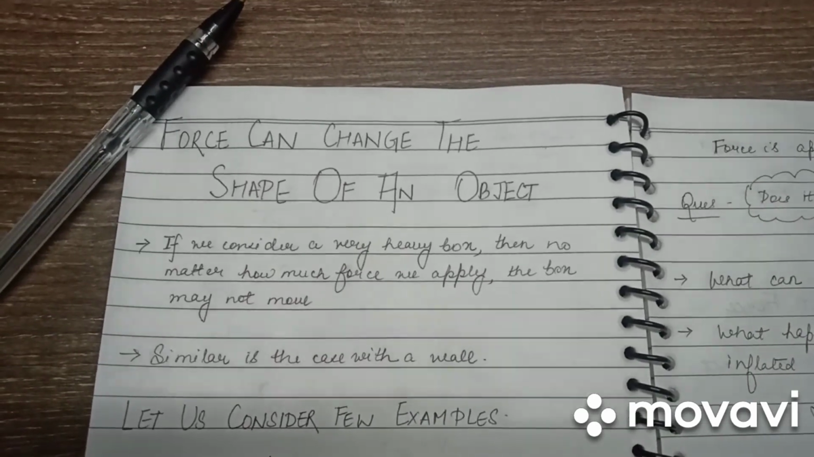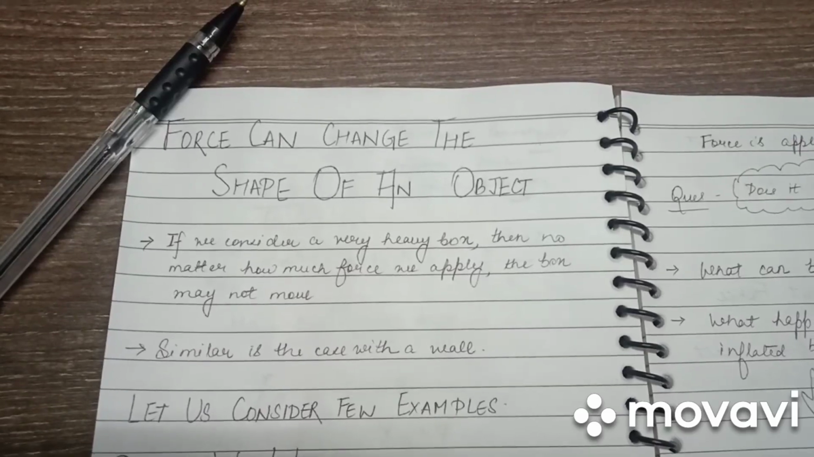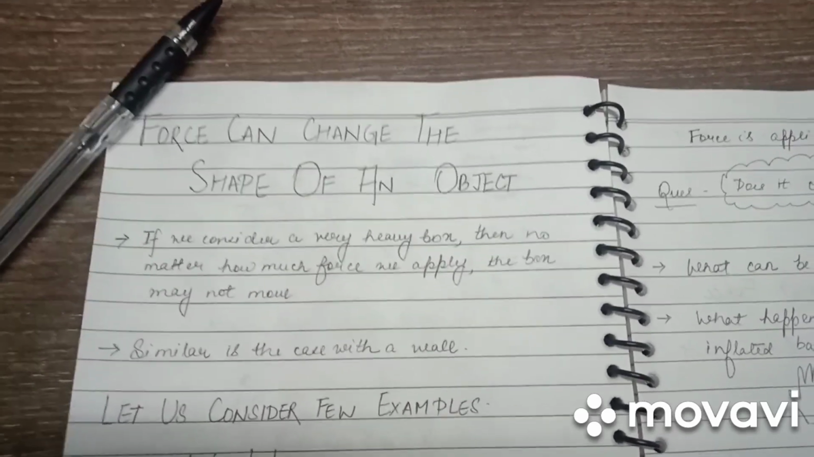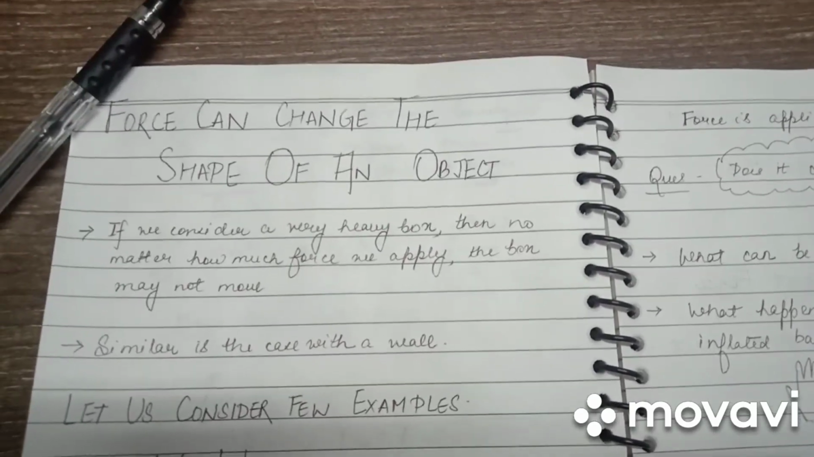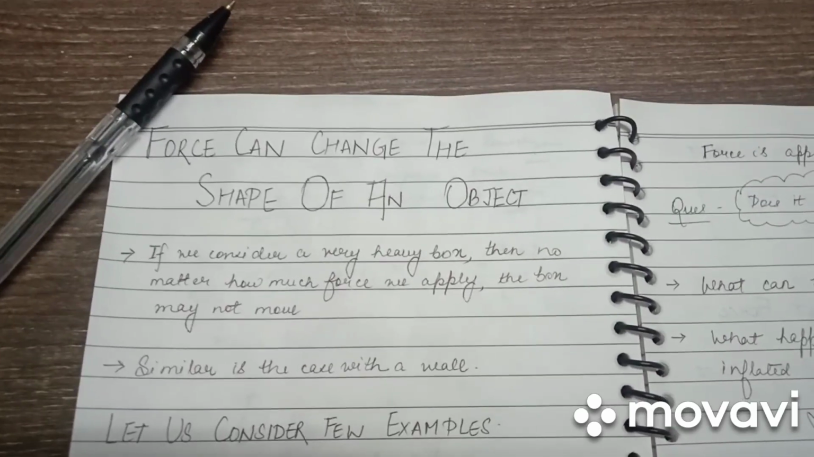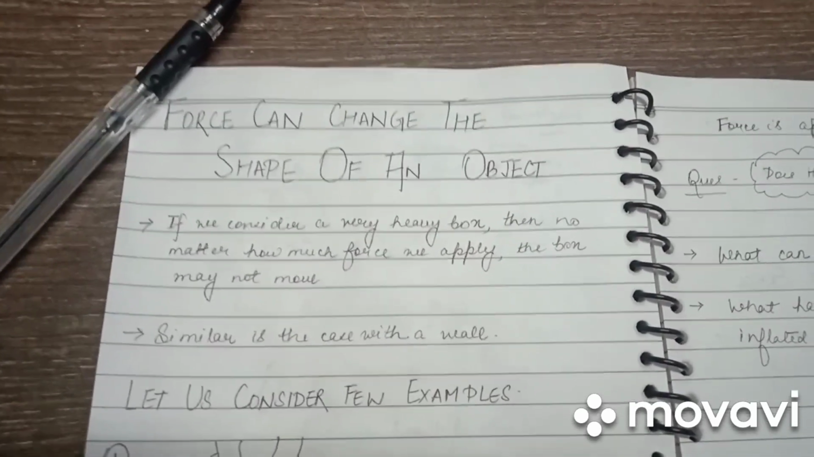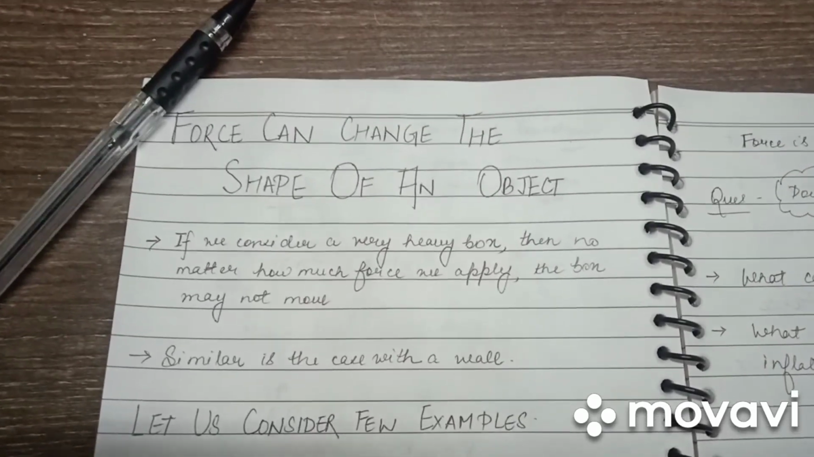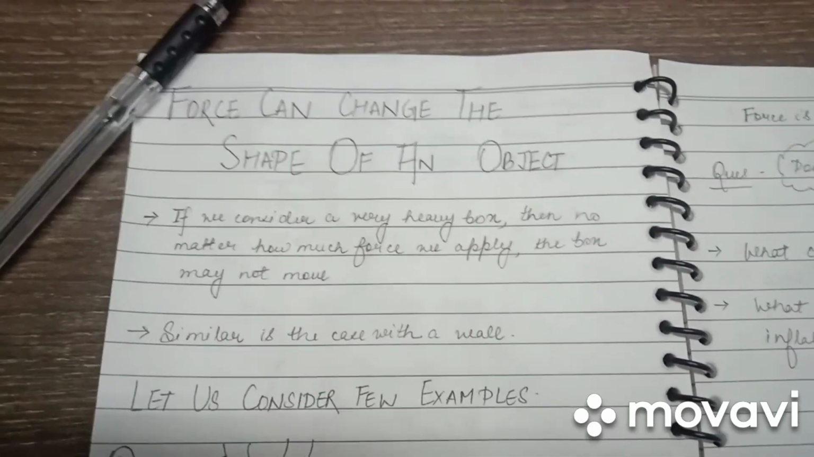In our previous video, we discussed how application of force may change the direction of the motion of an object as well. But if we consider a very heavy box, then no matter how much force we apply, the box may not move. If the weight of the box is way more, then our application of force may not result in its motion. Similar is the case with a wall. No matter how hard we try to push a wall with our hands, the wall won't move.